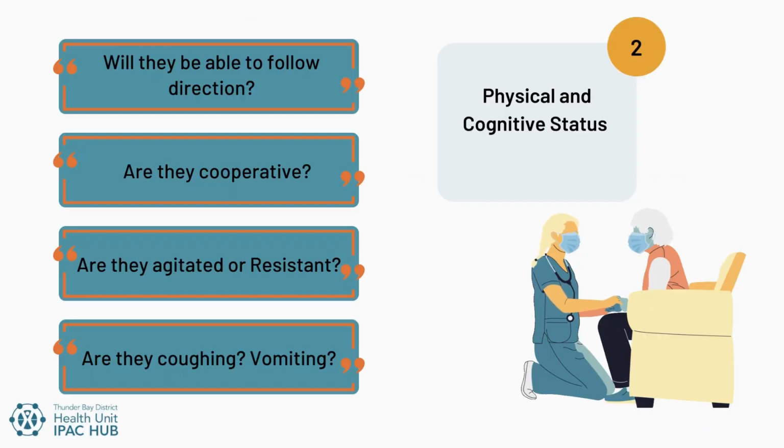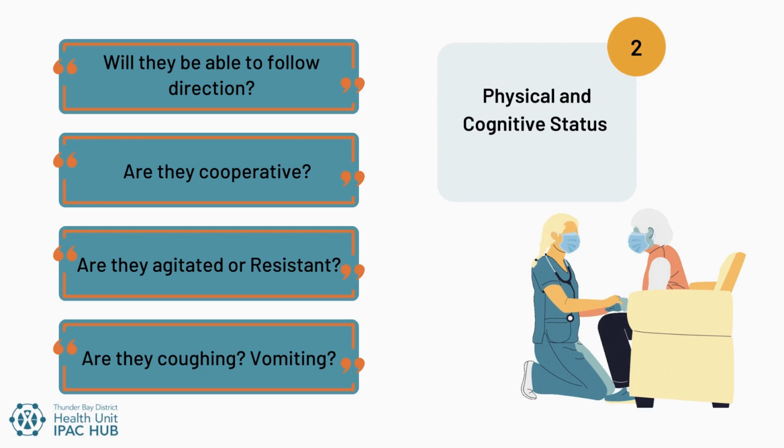The next step in your personal risk assessment is to ask yourself questions about the status of the client. First, assess their cognitive or mental status. Will they be able to follow directions? You may need to change how you're going to provide the care for this client, depending on whether they can follow verbal cues. Are they cooperative? Remember to consider the extremes of age in your risk assessment, because they may not be able to understand what you are trying to do. Are they agitated or resistant? You may need to change how you're going to provide the care for this client.